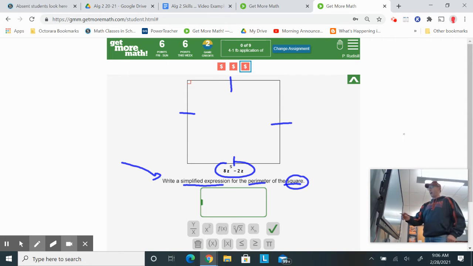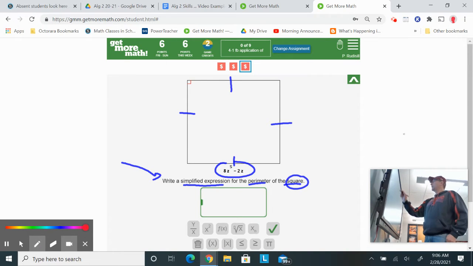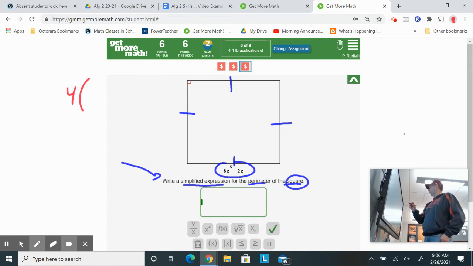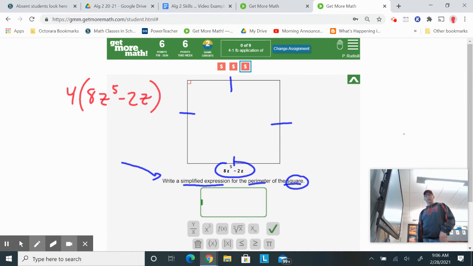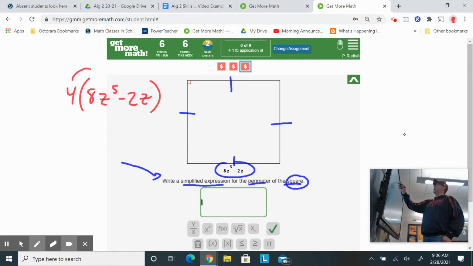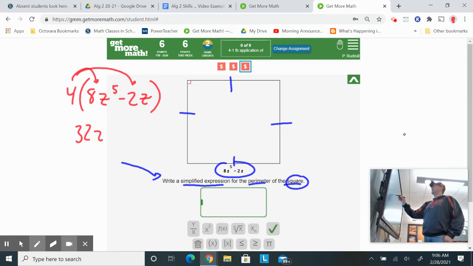Or I'm going to just look at this problem here. I need 4 of these sides. So think about what we learned years ago about perimeter of a square. Take one side, multiply by 4. Here we just apply distributive property. 4 times 8z to the fifth is 32z to the fifth power. Minus 4 times 2z is 8z.